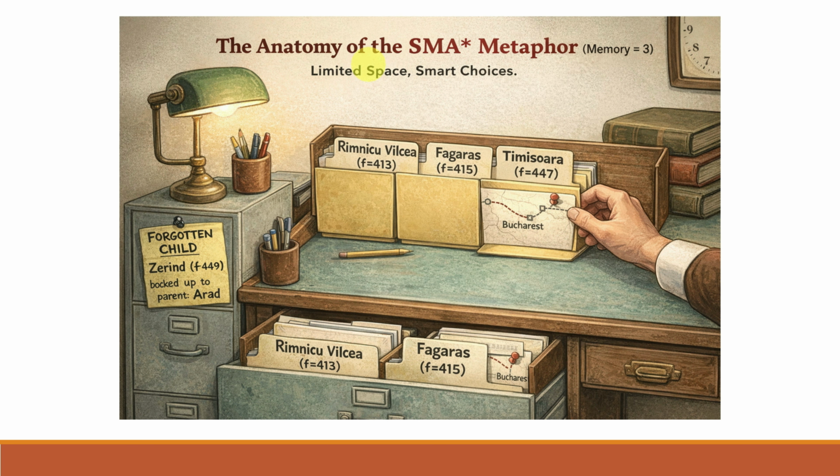So see, this figure shows the anatomy of SMA star with memory equal to 3. So SMA star is not magic, it just uses memory very carefully. It keeps only 3 best options, and when the space is full, it removes the worst one but notes its cost. So if needed later, it can go back and try that option again instead of forgetting it completely.